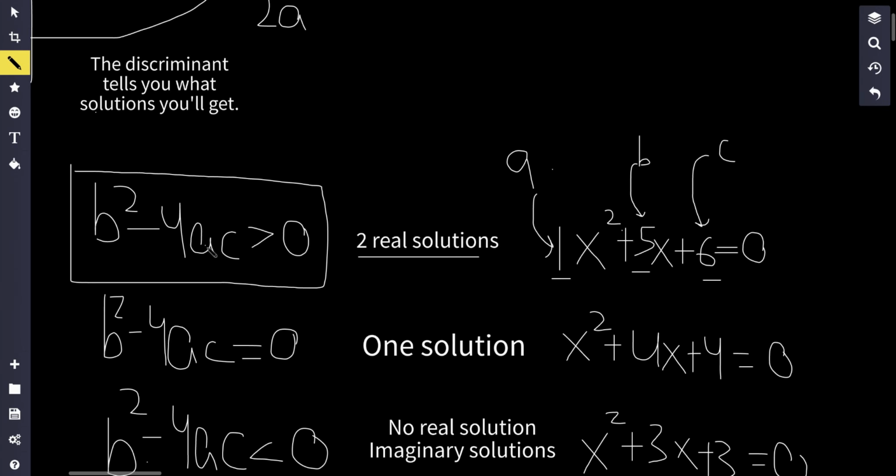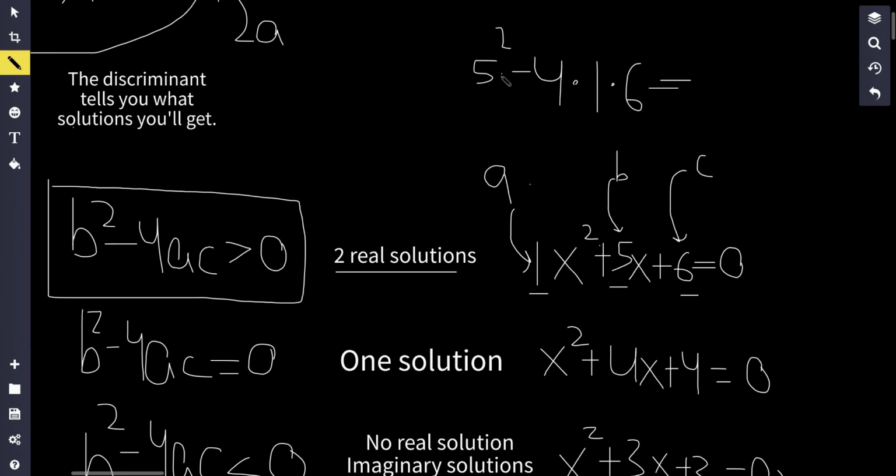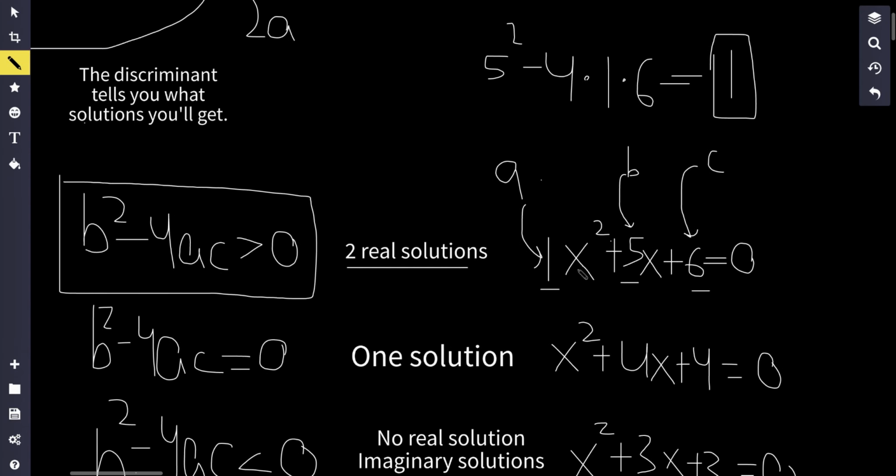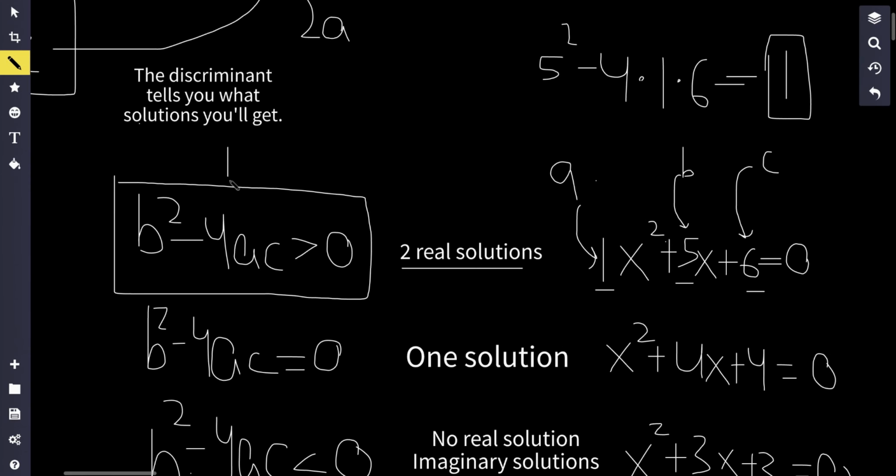Now, b squared minus 4ac, in this case, b squared is going to be 5 squared, minus 4 times a, which is 1, times c, which is 6. So this is just going to be 25 minus 24, which is equal to 1. Notice how 1 is greater than 0, right? In this case, our discriminant 1 is greater than 0, meaning that we're going to have two real solutions.